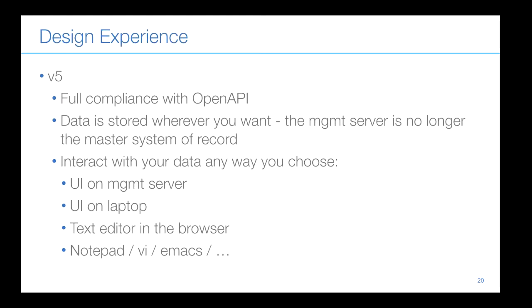You can use the draft UI on the management server, which our V4 users will be familiar with. You can use the UI direct on your laptop as well, of course, and that's new for 5. You could just edit it as source in any of the UIs, either on the management server or the laptop as well, which is another new feature for 5, which I'll show you shortly. Or you can just use Notepad or Emacs, whatever you like, really. It's just a text file. So much easier for our power users, I think.